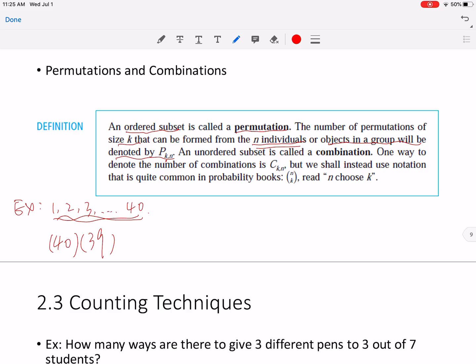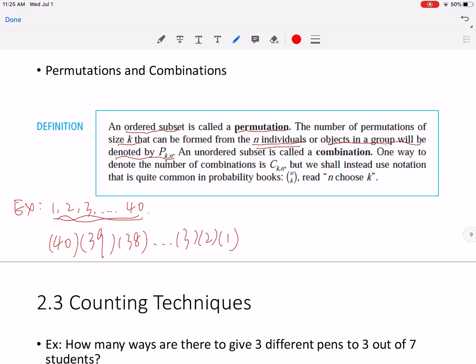And how many choices do we have for the third number? We have to think of how many numbers are left now, right? So we have 38 of them left. So we have 38 choices for the third number. And so forth until the very last one, or 3 times 2 times 1.